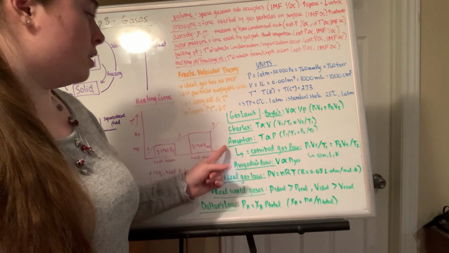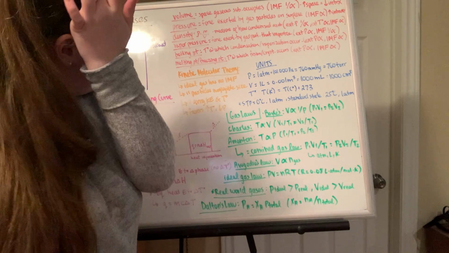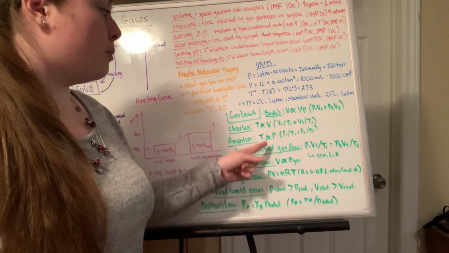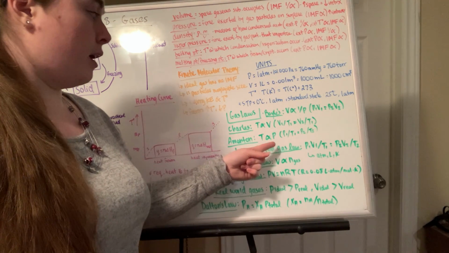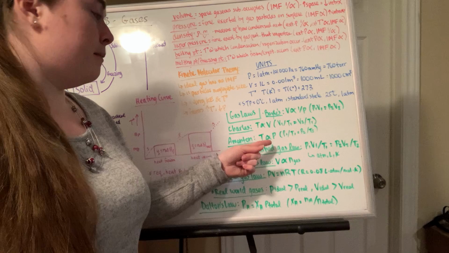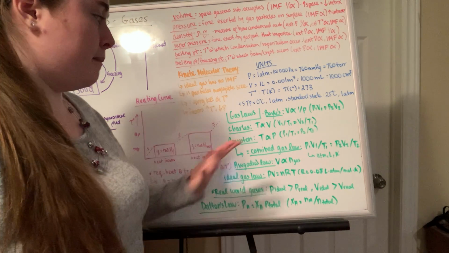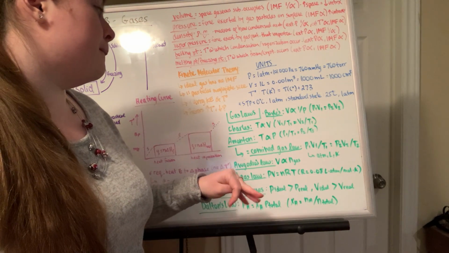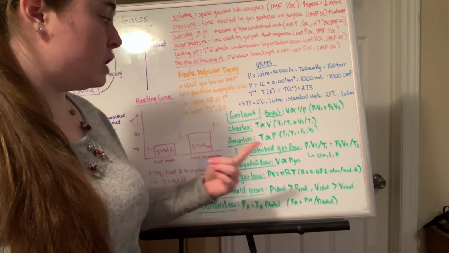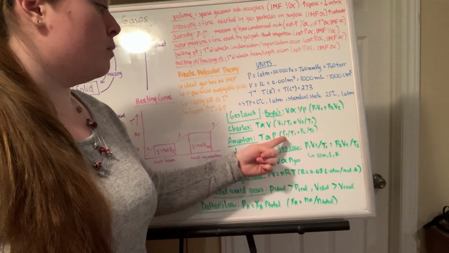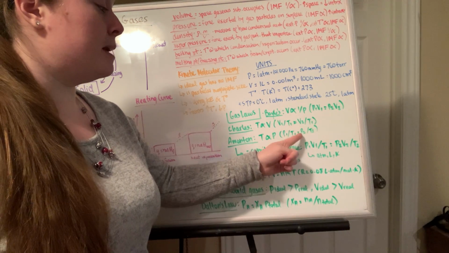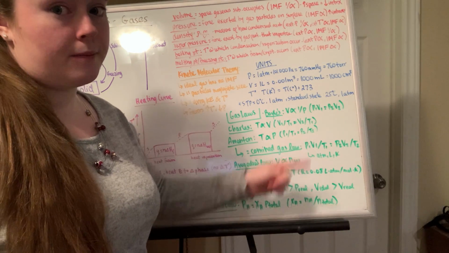Then we have Gay-Lussac's gas law, which says that temperature is proportional to pressure. If you have increased pressure, you have increased temperature. That makes sense. But that also means in terms of an equation, you have P1 over T1 equals P2 over T2. Okay?